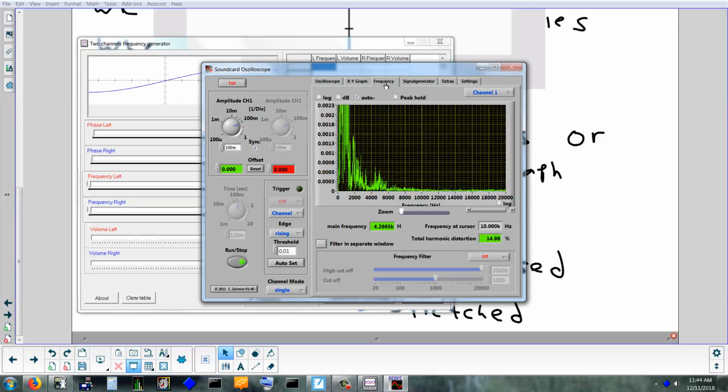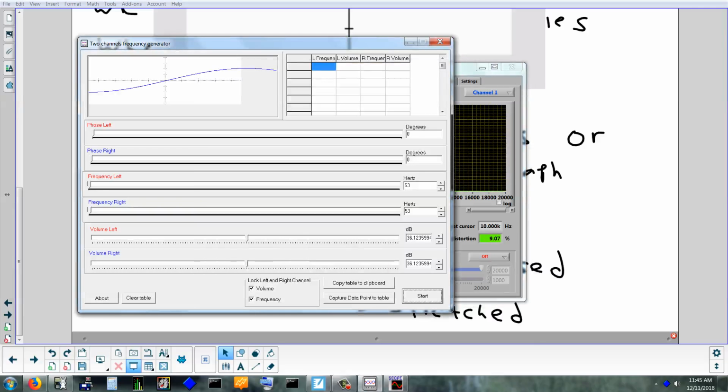So let me try it again. Let's see. So it's about 1.3 kilohertz. So if I play 1300 hertz, that should sound pretty close to what I was whistling at. Let's see.